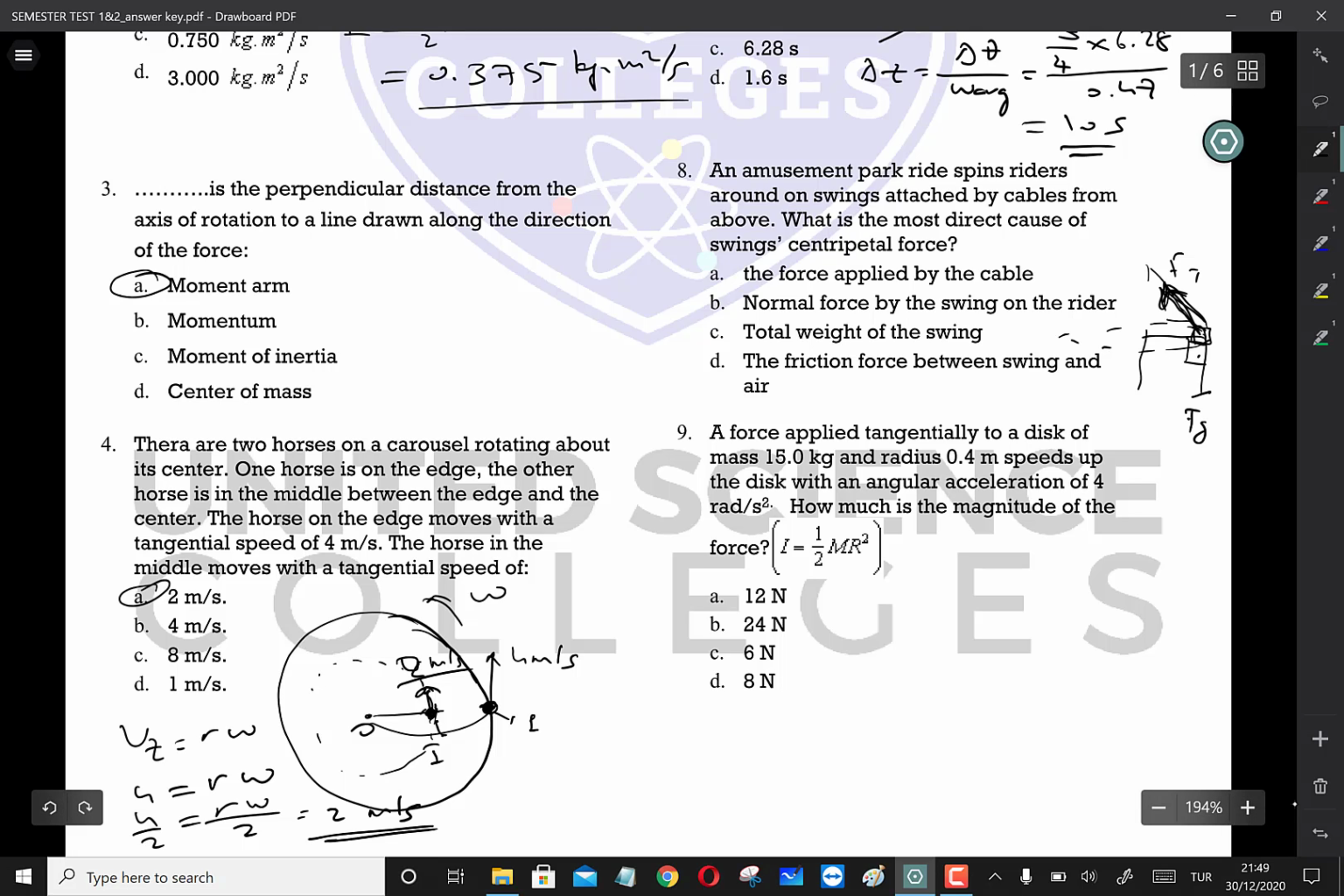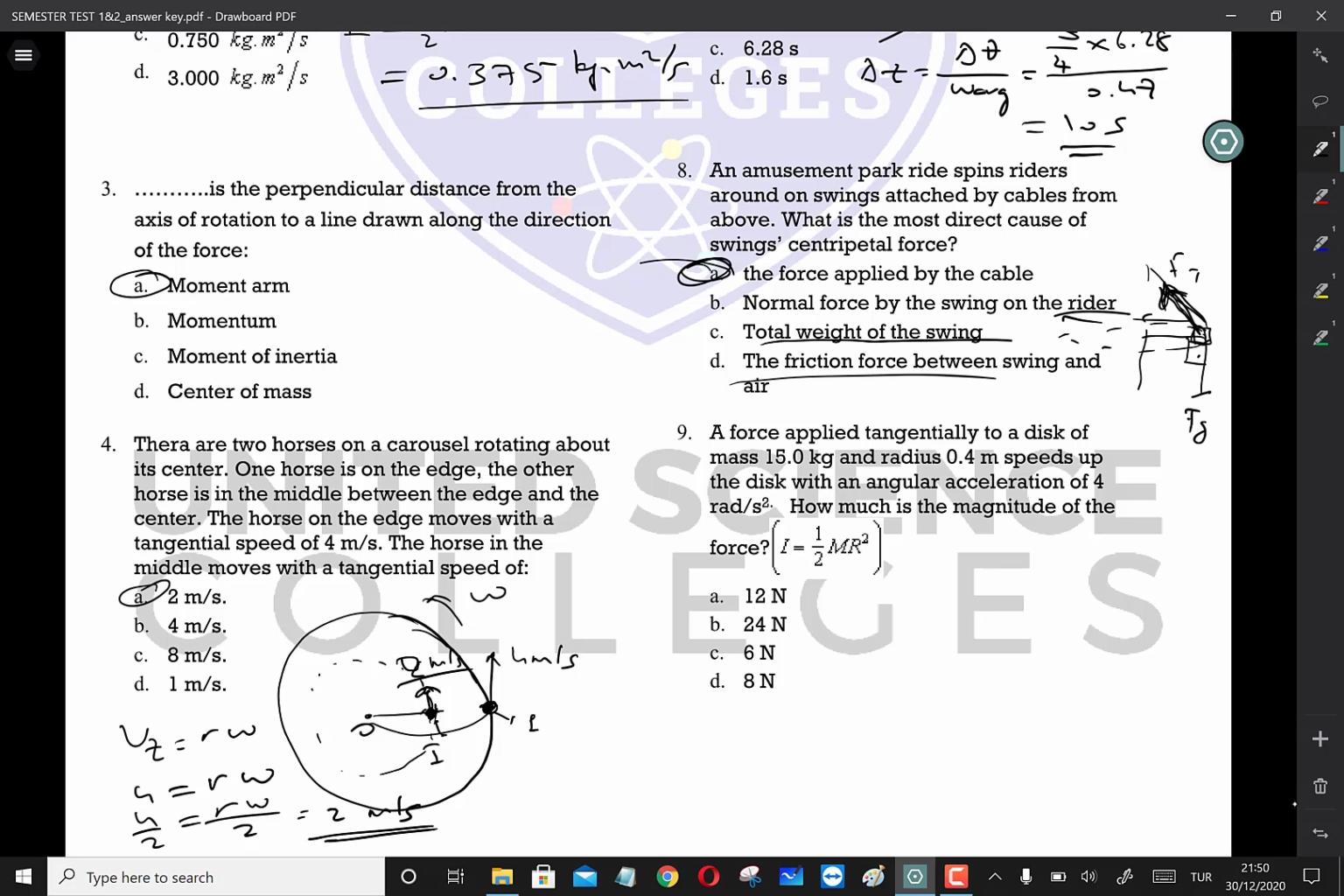Gravity is perpendicular to the radius, that's why it is not effective. Ft has a horizontal component, and the force in the cable is the centripetal force. So the answer is the force applied by the cable, not gravitational force, not the friction force between the swing and the air, because this friction force is parallel and can never be centripetal force. Normal force by the swing on the rider? No, this question is about the swing, not about the rider. So the force applied by the cable is the answer.